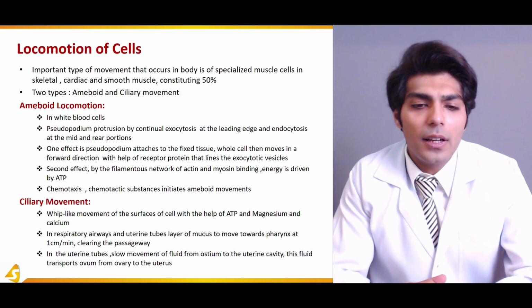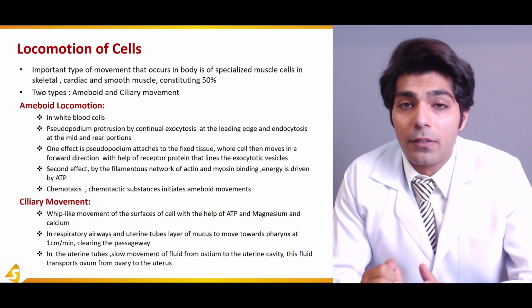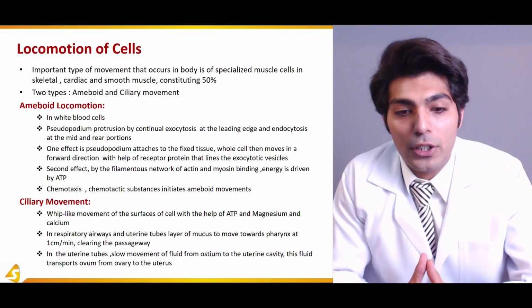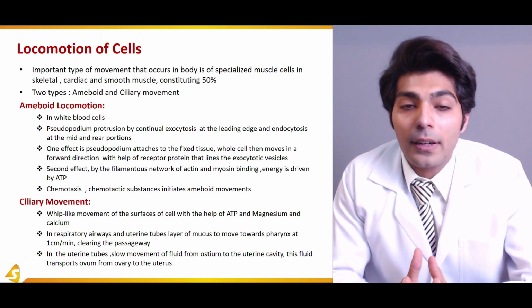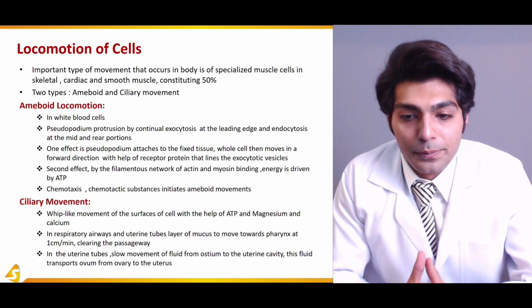So the next movement is ciliary movement, which is a whip-like movement on the surface of the cell with the help of ATP, magnesium and calcium. In the respiratory airways and uterine tubes, it moves a layer of mucus towards the pharynx.